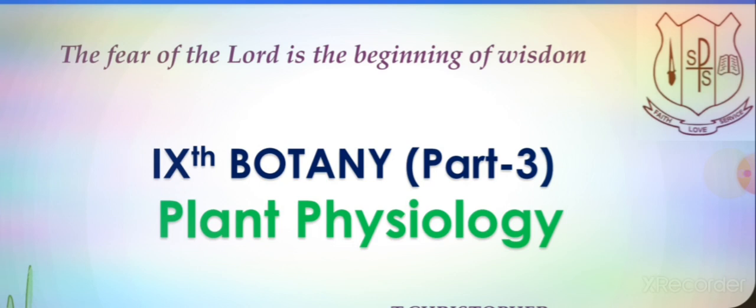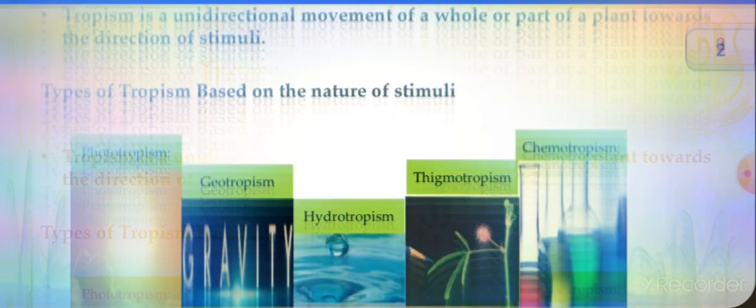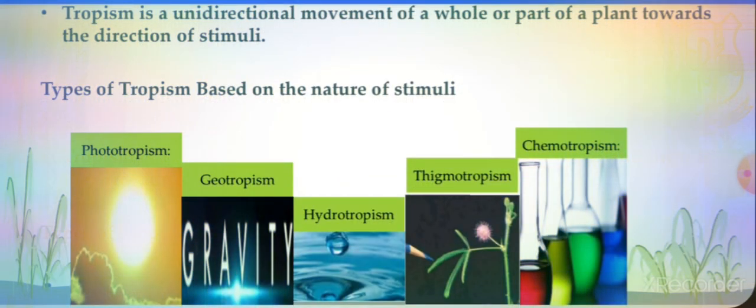Stimulus. So tropism is in one direction, that is the plant or the part of the plant moves towards that direction, and that is based on a stimulus. Listen carefully. Based on the nature of stimuli, there are different types of tropisms: phototropism, geotropism, hydrotropism, thigmotropism, and chemotropism.